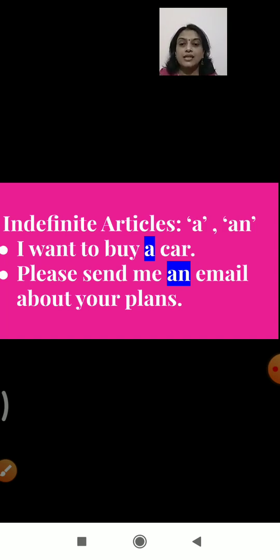Now here you can see, I want to buy a car. A and an here, an email, they do not specify which car or which email is being spoken about, right? So in general they are talking. That is why they are indefinite articles.